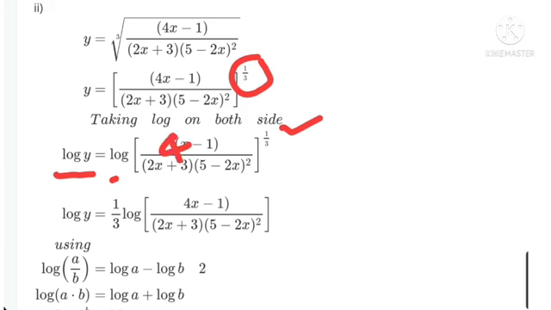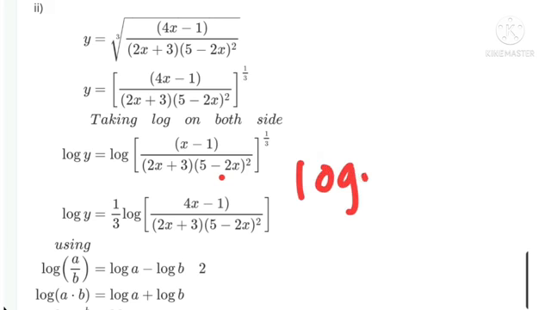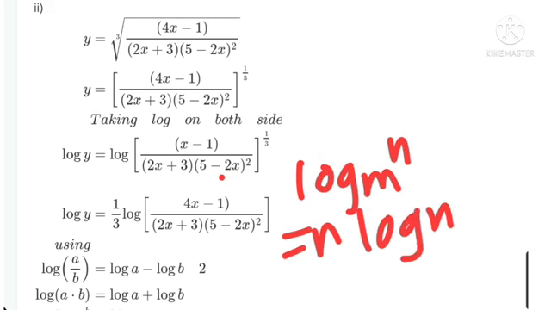Here 4x is there, there is a printing mistake, 4x. So again here you use the rule for logarithm: log m raised to n is equal to n into log m. So here 1/3 gets multiplied. 1/3 into log of (4x - 1)/((2x + 3)(5 - 2x)^2).